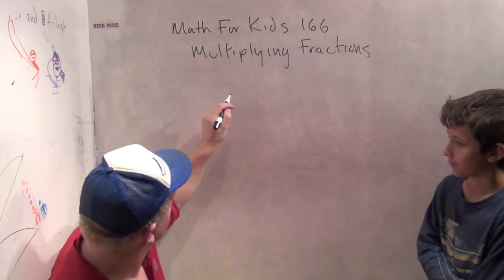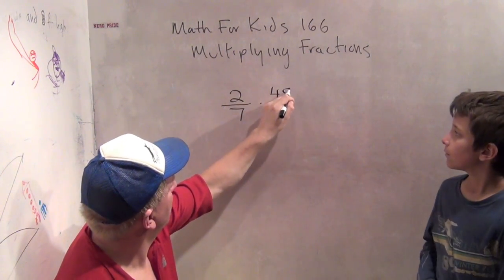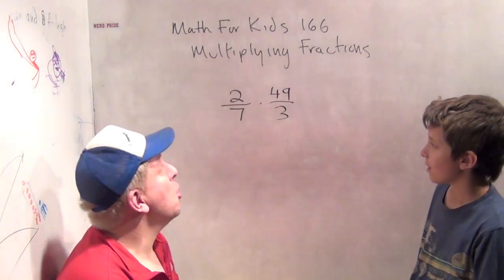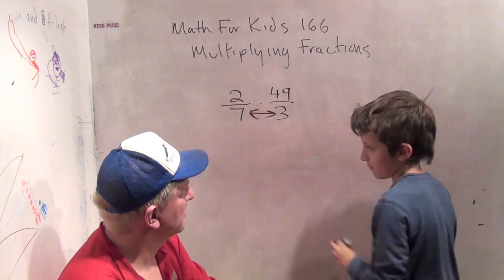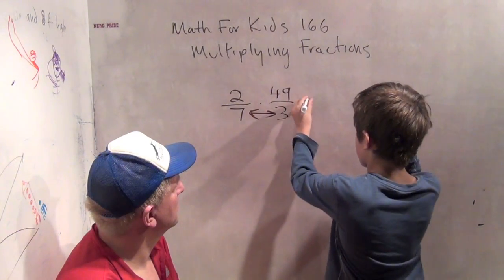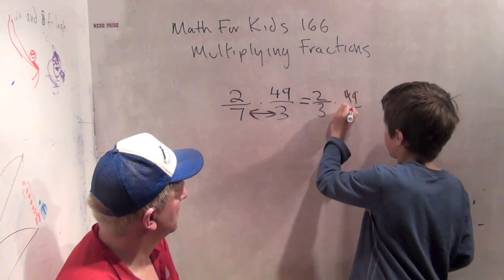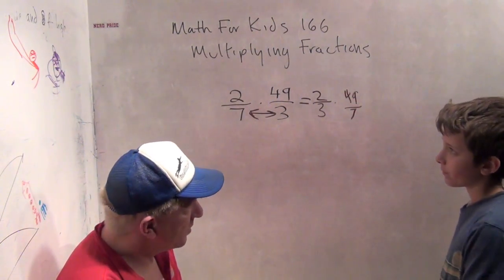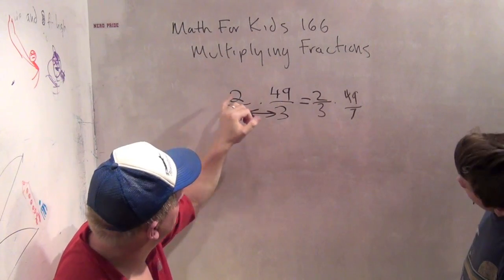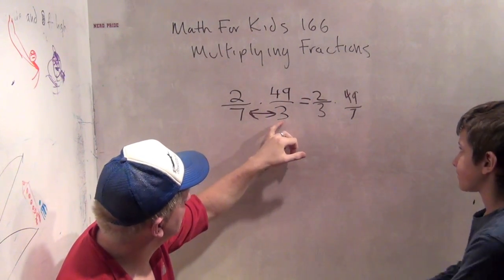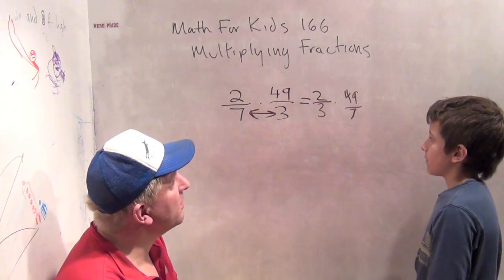Here we go. How about 2/7 times 49/3? Whoa! Well, you can flip the 7 and 3 around, which means that we get 2/3 times 49/7. We can flip around because multiplication is commutative. So I can say that 2 times 49 over 7 times 3 is the same as 2 times 49 over 3 times 7. And why does doing it this way make our life so much easier?